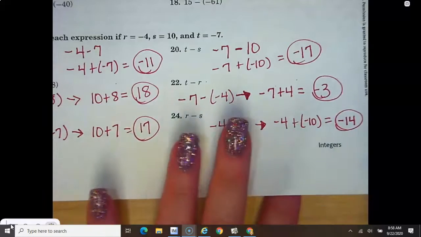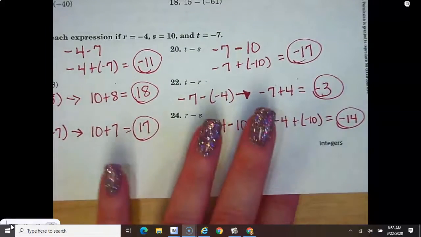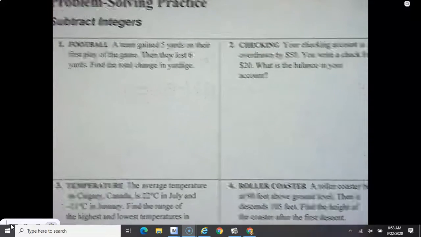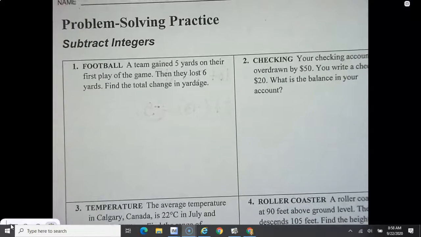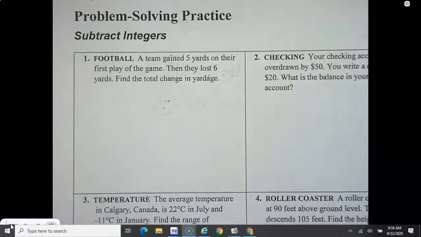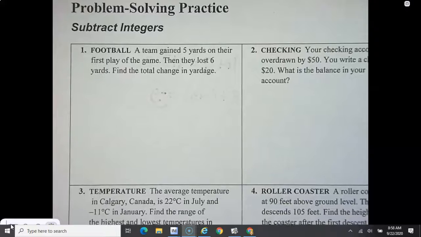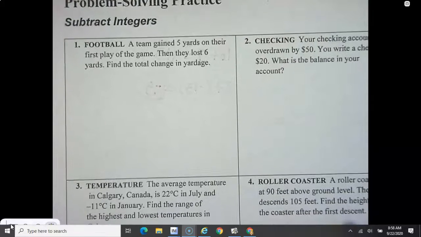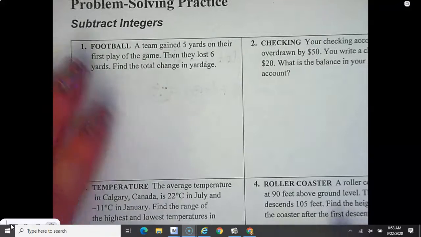All right, let's look at a couple of the word problems on the back, and then we'll let you try some of these on the front. So remember in your notebook, if you have word problems to solve, you've got some words in your notebook to help you with those. Let's look at number 1. A team gained 5 yards on their first play, then they lost 6 yards. Find the total change in yardage. So we're writing subtraction problems on this one.